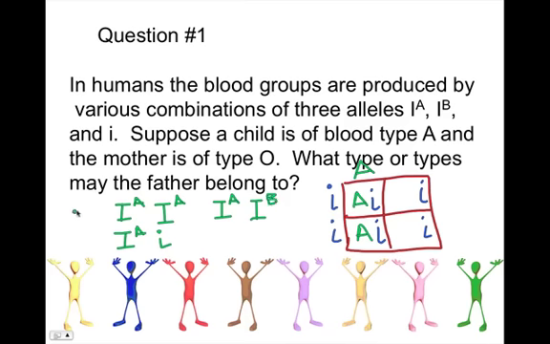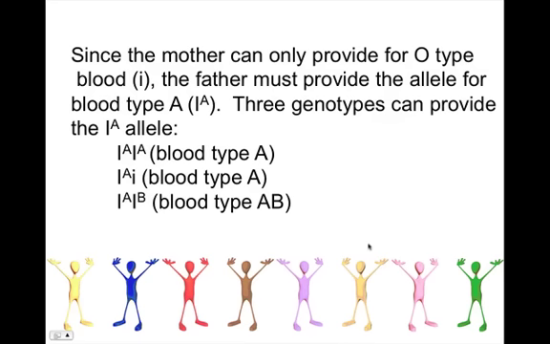So Dad can either have blood type that is homozygous, heterozygous, or type AB. As long as Dad has a type A, so that the child can have type A. So since the mother can only provide for type O blood, the father must provide the allele for type A. So the 3 genotypes can provide the type A allele.